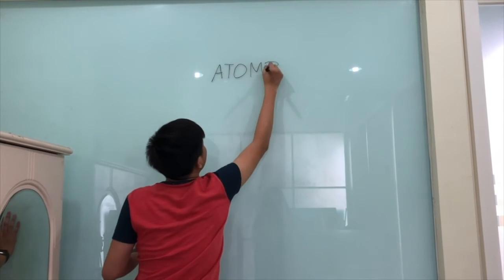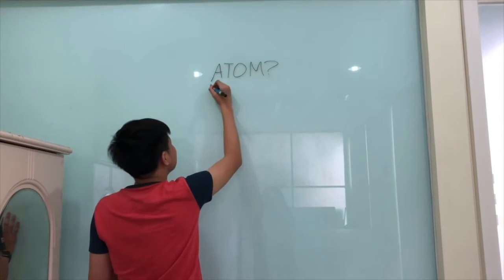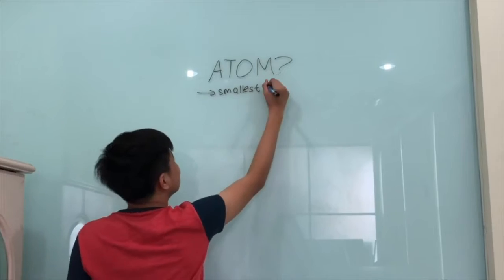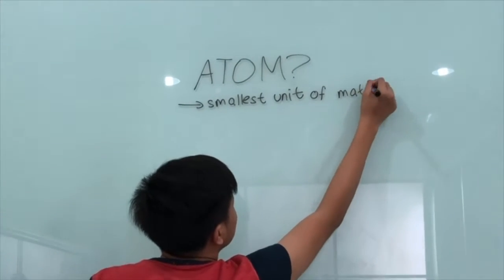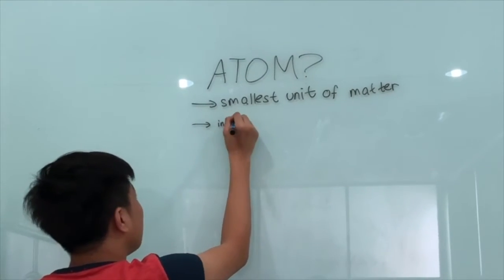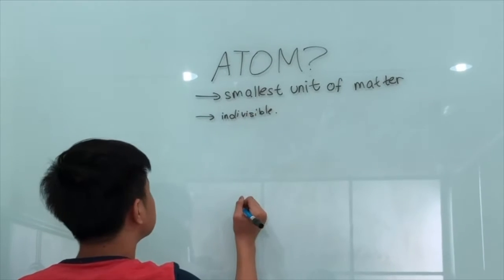And today we're going to teach you guys about atoms. So atoms are the smallest unit of matter and they're also indivisible, which means that they cannot be divided.